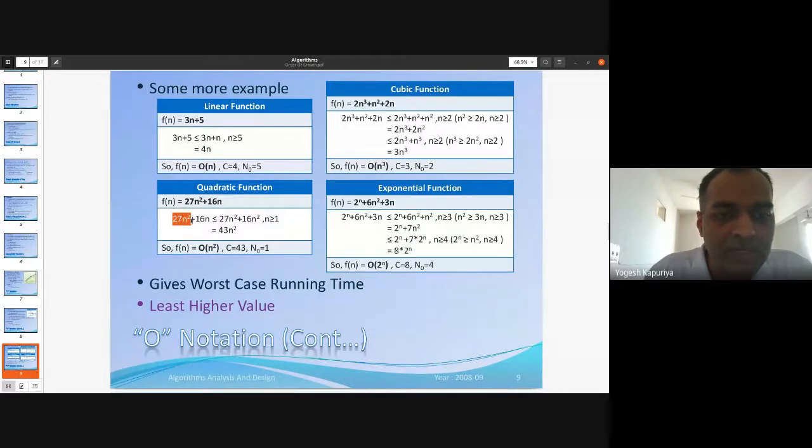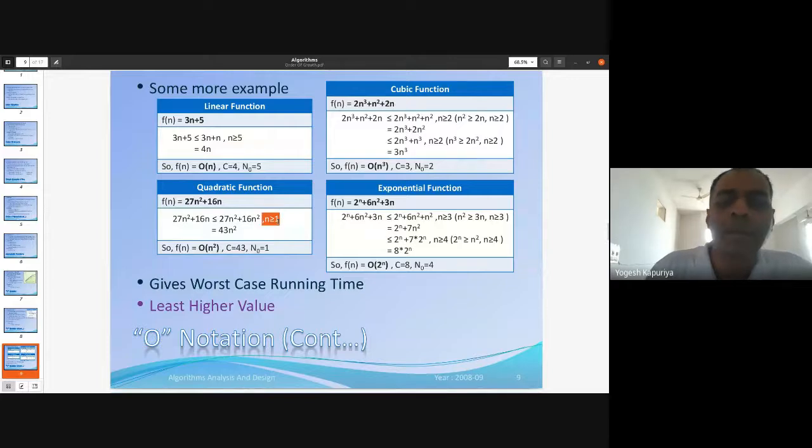So I will say 27n square plus 16n is always less than or equal to this. This is 27 plus 16, so that is 43. Now it sounds like big O of n square for C value 43 and n0 value equal to 1.